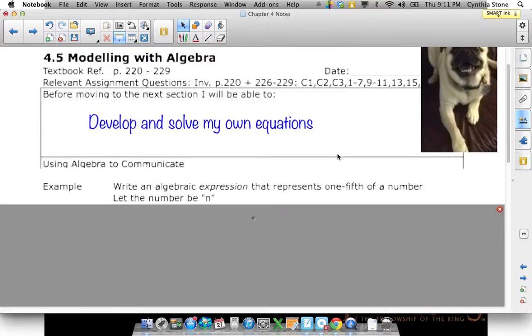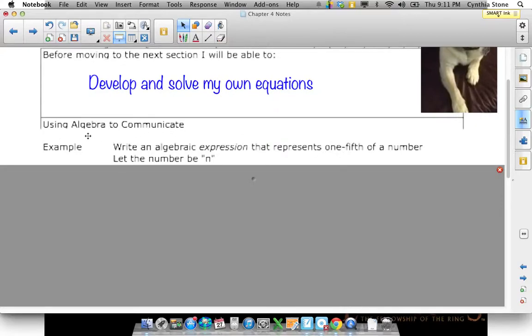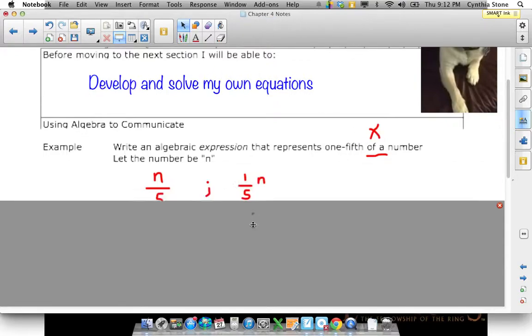So this first example, using algebra to communicate. Write an algebraic expression. In this case, when it says expression, that indicates it's not going to be an equation, but that represents 1/5 of a number. And something I thought I would point out to you: if it says "of," that's almost always a sign that it's a multiply. That's going to be the math operation that you do. So what does that look like then?